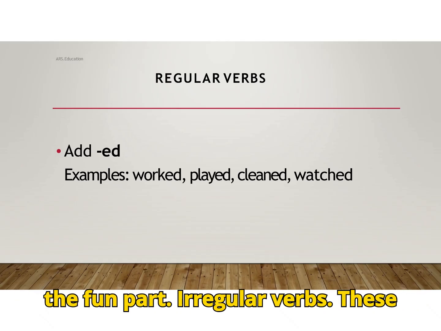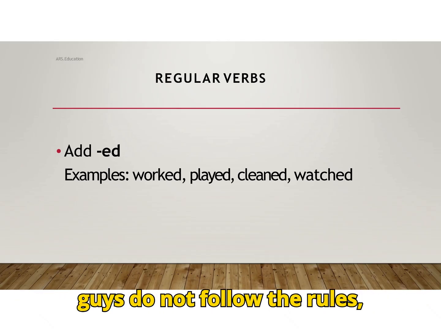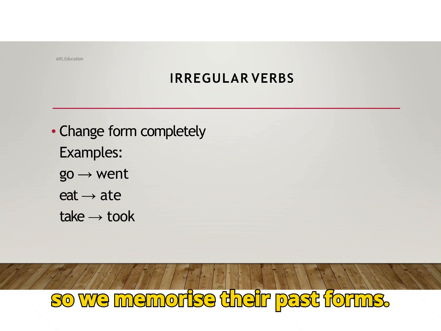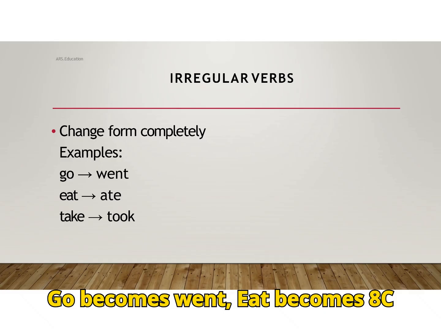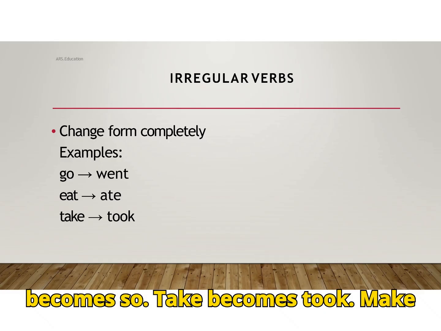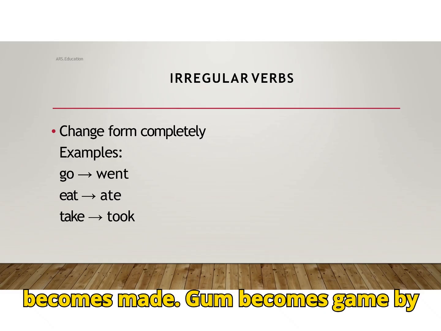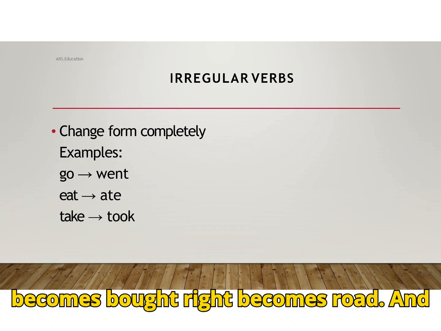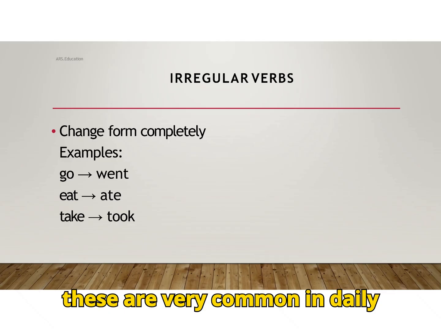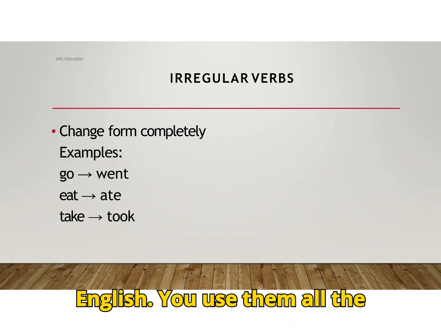Now comes the fun part, irregular verbs. These guys do not follow the rules, so we memorize their past forms. Go becomes went, eat becomes ate, see becomes saw, take becomes took, make becomes made, come becomes came, buy becomes bought, write becomes wrote. And these are very common in daily English. You use them all the time.